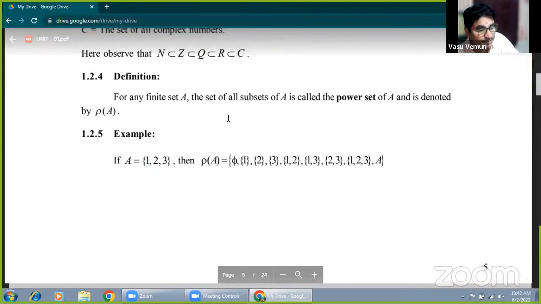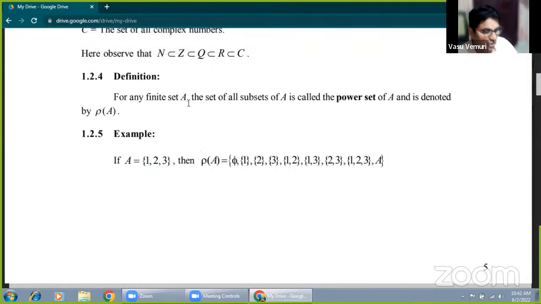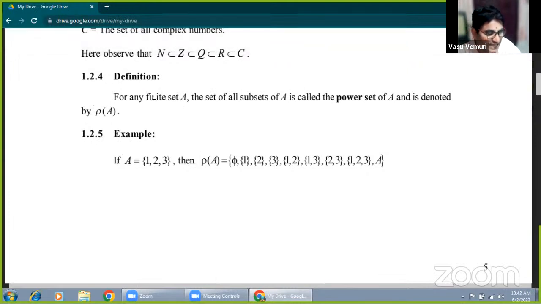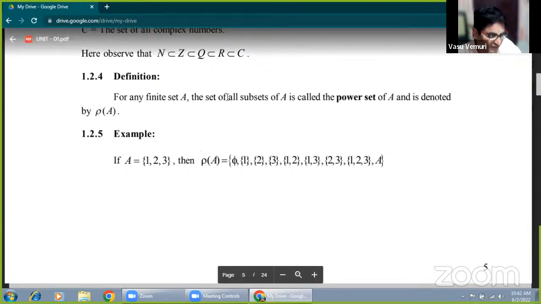First of all, the preliminary concept of algebra. Here, capital A is a finite set. What is a finite set? The given set must be finite, consisting of a finite number of elements. Suppose capital A is the set of 1, 2, 3, 4, 5. Those elements are finite, so that is a finite set. When the set consists of a finite number of elements, it is called a finite set. Otherwise, it is an infinite set.